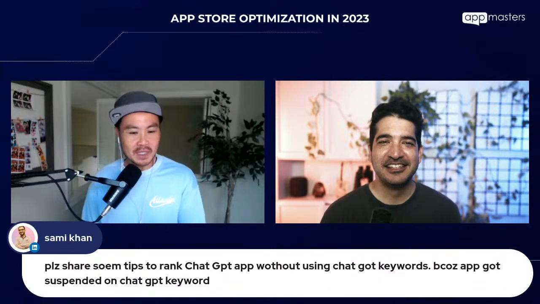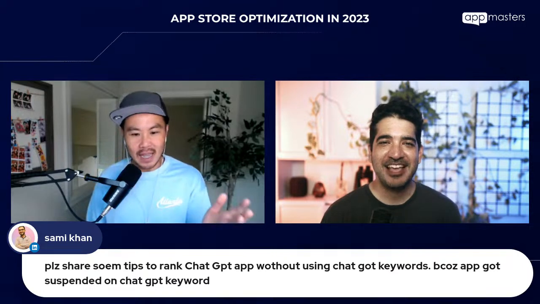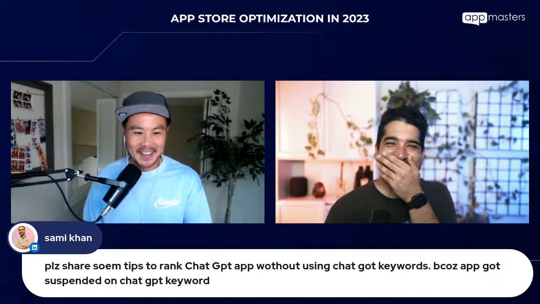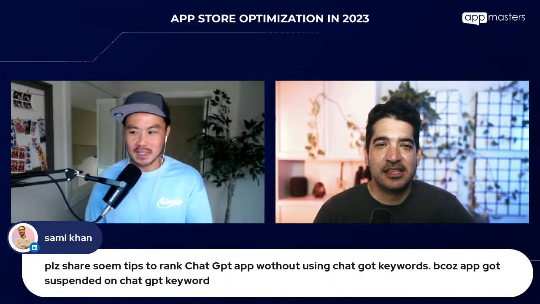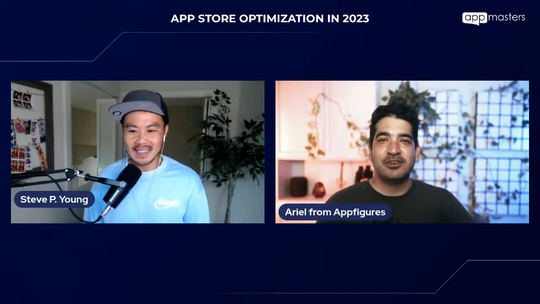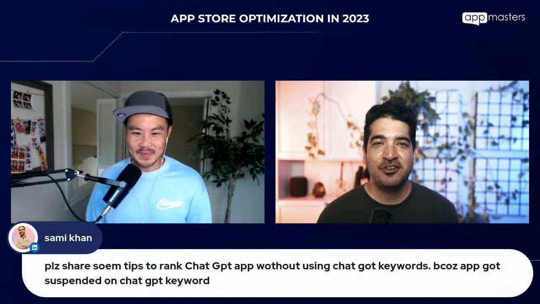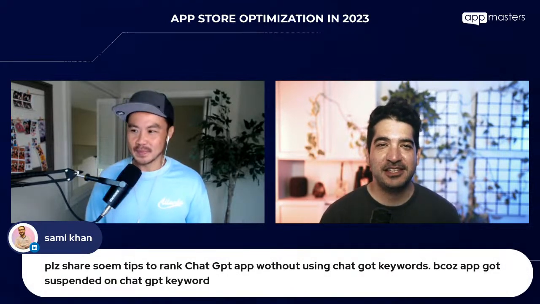Sammy says, please share some tips to rank a ChatGPT app without using ChatGPT, because his app got suspended on the ChatGPT keyword. I think they're allowing you to use it now, but yeah. Do you have any ideas? You can't use ChatGPT in your name, I'm pretty sure, and you can't use ChatGPT as a single word.